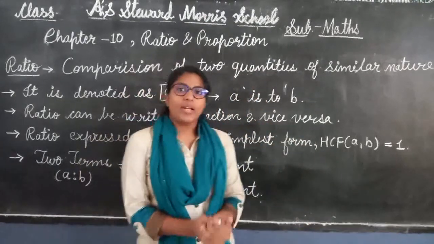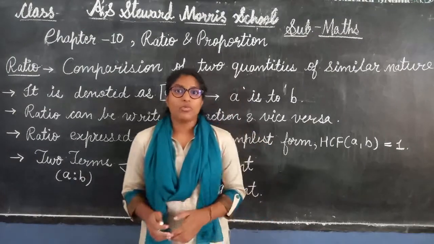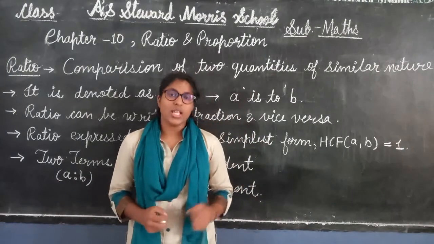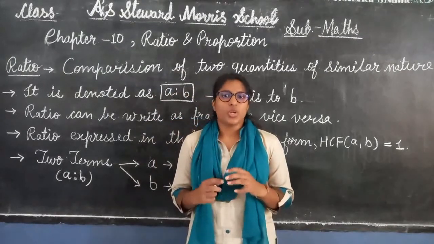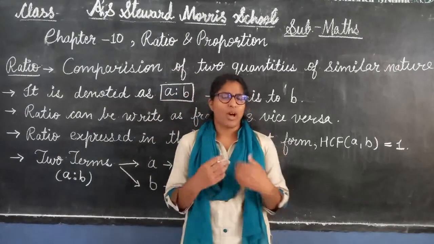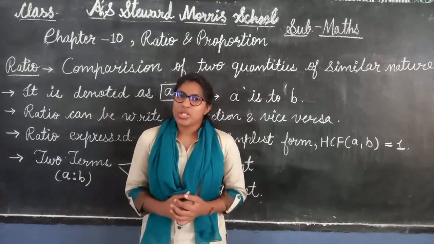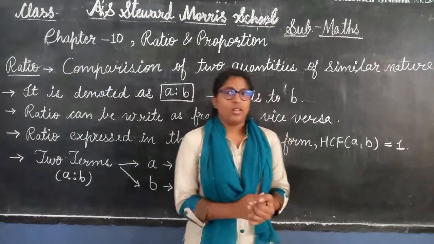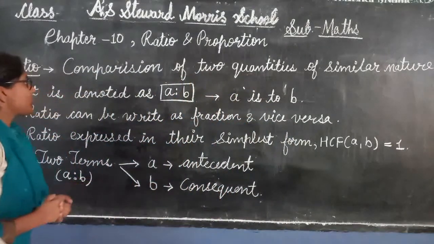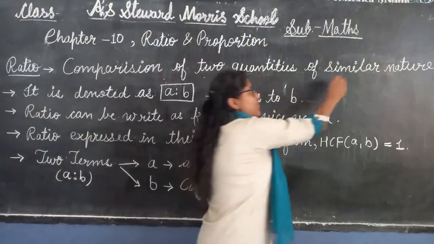When we want to compare two quantities which are having a similar nature, we are using ratio concept there. Just like marks of two students, height of two students, weight and more things. Now see here, what is the ratio? It is a comparison of two quantities of similar nature.